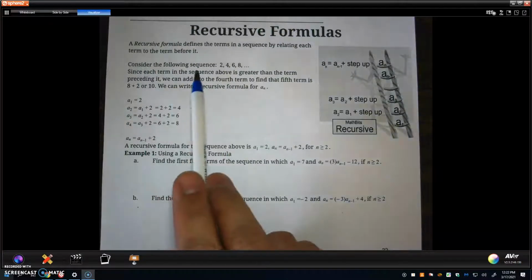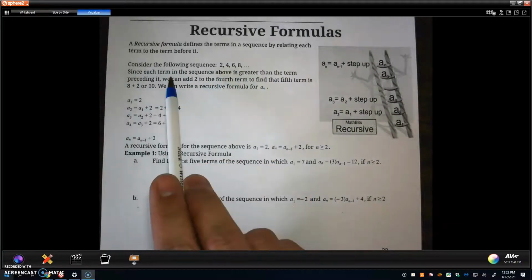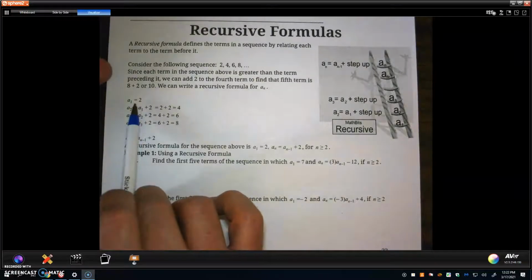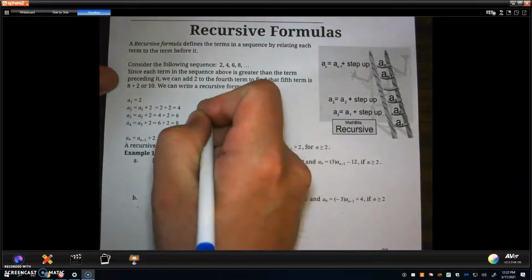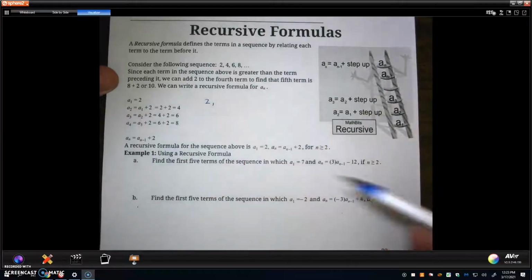So let's consider the following sequence: 2, 4, 6, 8, and so on. Since each term in the sequence above is greater than the term preceding it, we can add 2 to the fourth term and find the fifth term is 8 plus 2, or 10, when we write the recursive formula for a sub n. Basically, you start with your a sub 1, which is your first term, so your first term would be 2. And then each additional term you're going to find using the previous term.